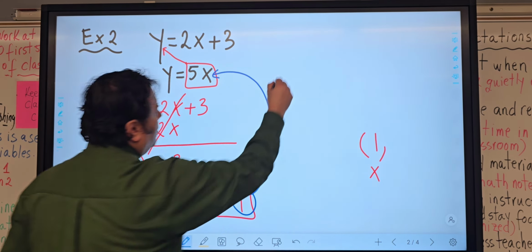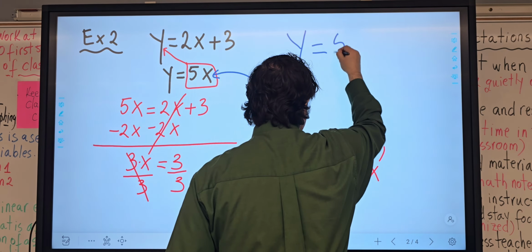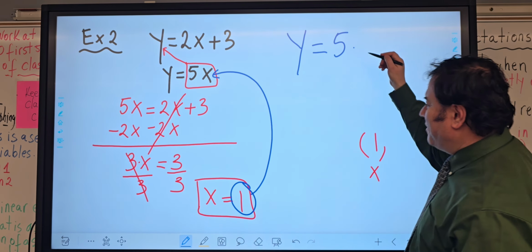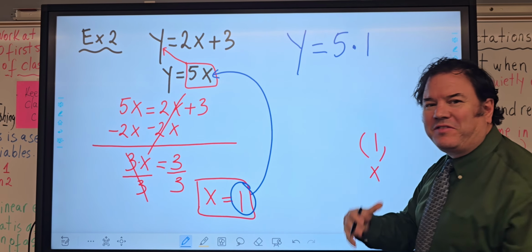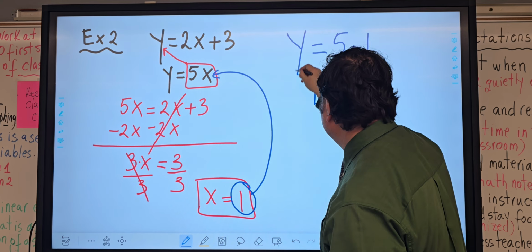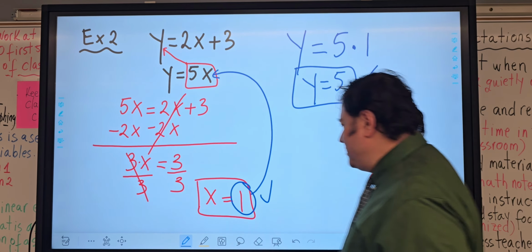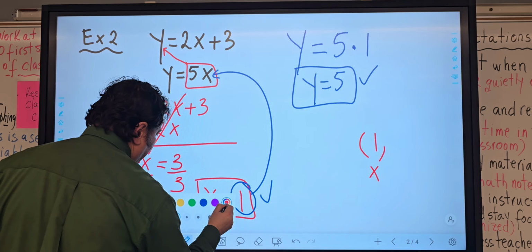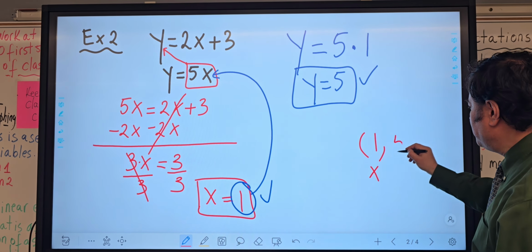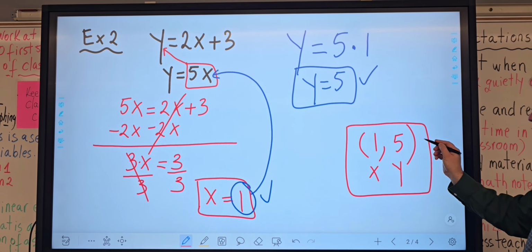So we have y now. Y equals 5 times, instead of x, we are going to substitute 1. 5 times 1, everyone knows, is 5. Y equals 5. So now we got the value of y, and we have the value of x, and we can find the pair. X is 1, and y is 5. So our final answer is 1, 5.